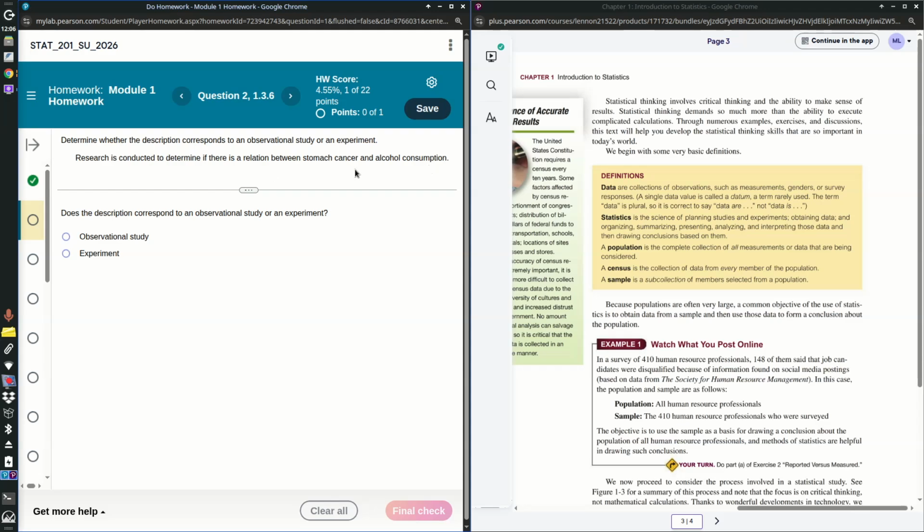Okay, so if it's research being conducted, it doesn't look like there's any treatment here. This would just, I think, be an observational study because you're not going to prescribe someone to drink alcohol. So let's say observational study. Maybe I'll get it wrong. I miss these often because it's not so clear how it's being conducted.